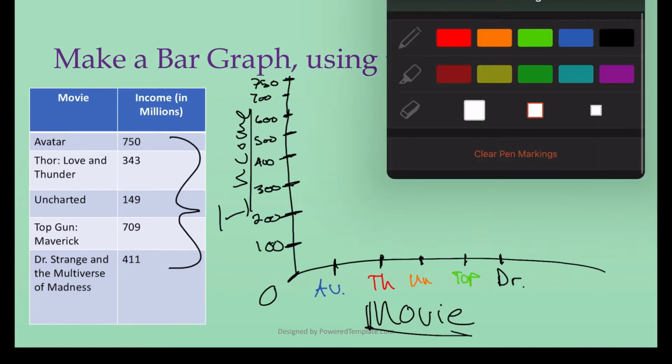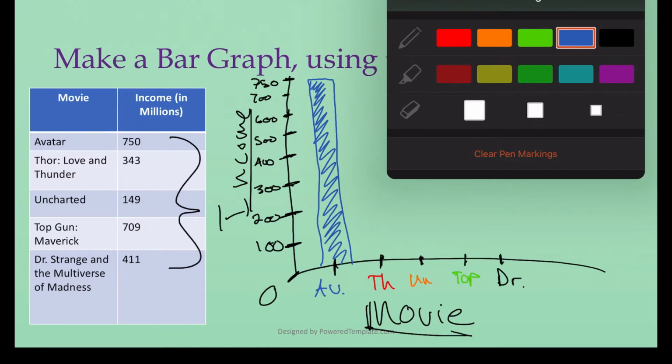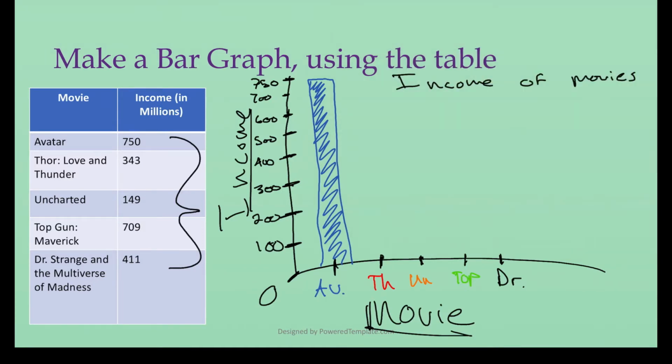All right, now all we have to do is make a bar for each of these movies. So for Avatar, it goes all the way up to 750. Now, just to be clear, it does not have to be pretty. You can make it pretty if you'd like, but as you can tell by mine, it is not pretty. Thor goes up to 343, so we go up to 300. We go to about where we think 343 would be, and we connect it down here to the bottom.